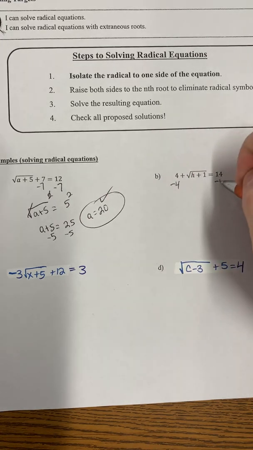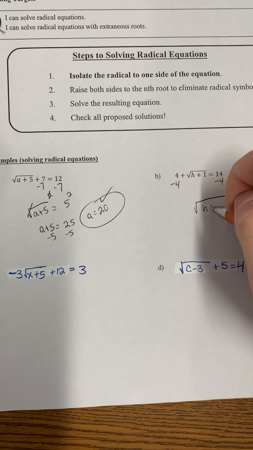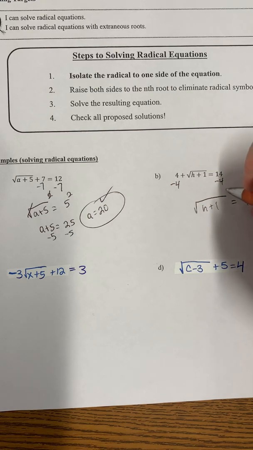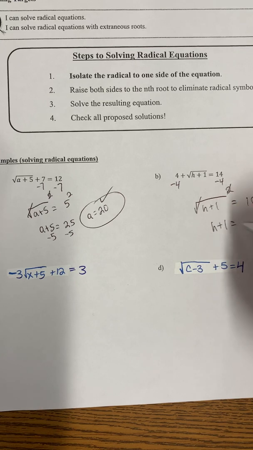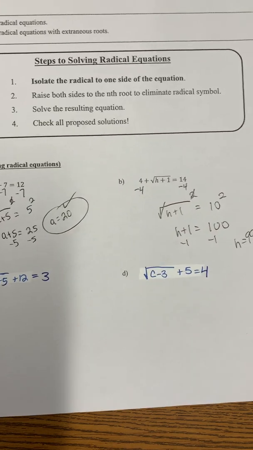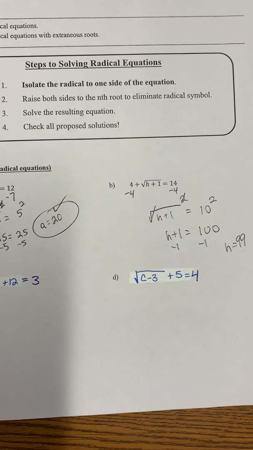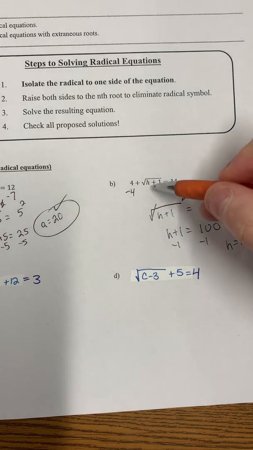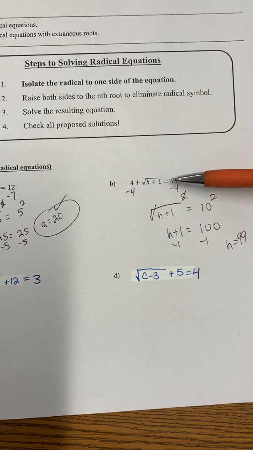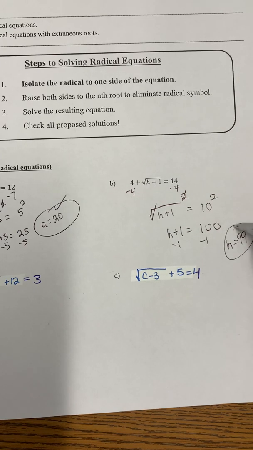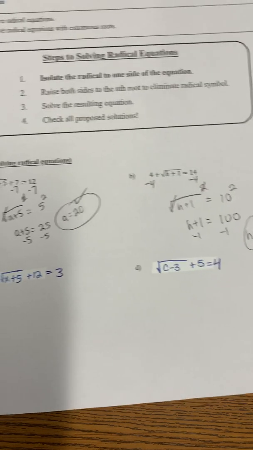Part B, we subtract 4 from both sides. We get the square root of h plus 1 is equal to 10. We square both sides. The square and the square root undo each other. H plus 1 is equal to 100. We subtract 1 from both sides and we get h equals 99. At that point, we would plug 99 back in. 99 plus 1 is 100. The square root of 100 is 10, and 10 plus 4 is 14, so 99 checks out.